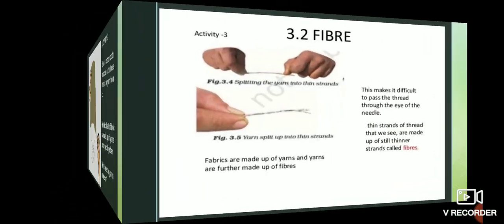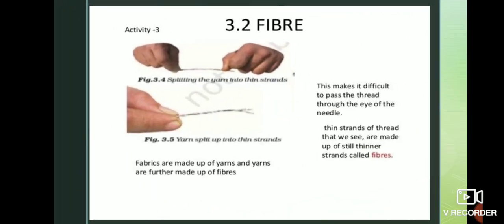For that we can do another activity. Take out a yarn from a piece of cotton fabric. Place this piece of yarn on the table. Now press one end of the yarn with your thumb. Scratch the other end of the yarn along its length with your nail as shown in figure 3.4. Do you find that at this end the yarn splits up into thin strands?